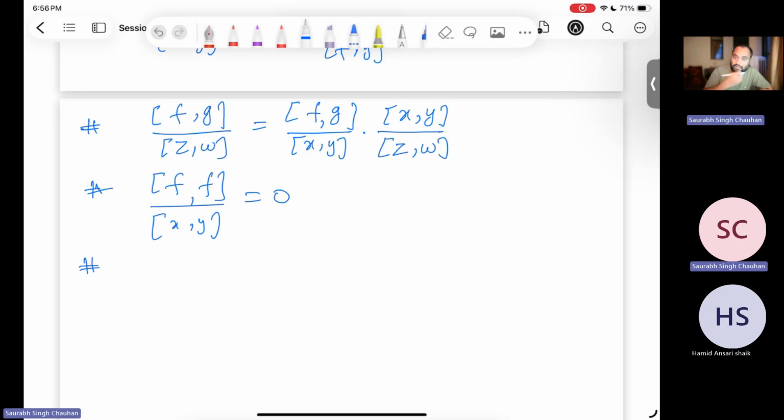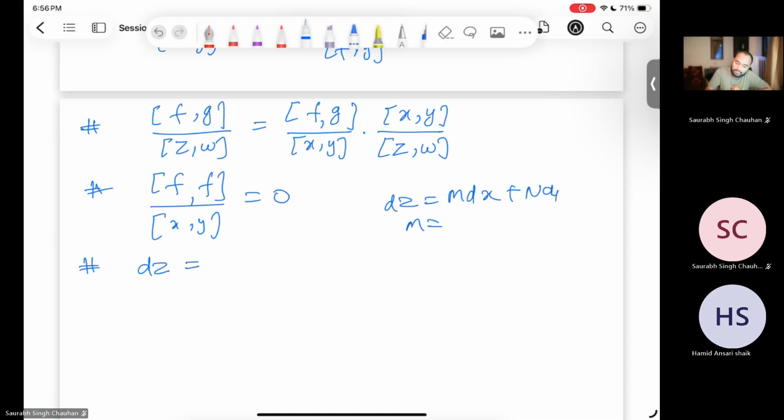A few more properties I will write. For example, what we had: dz is equal to m dx plus n dy. And what was m? m was the derivative of z with respect to x at constant y, right?